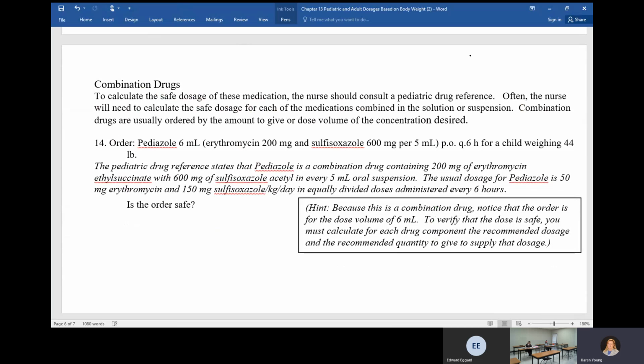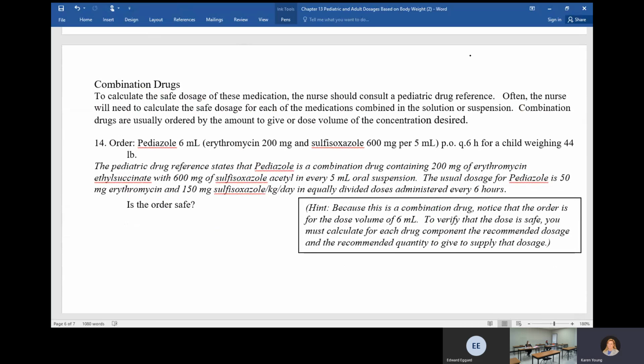And especially if you're dealing with pediatric drugs, you're going to go to a pediatric drug reference. Often the nurse will need to calculate the safe dosage for each medication combined in the solution or suspension. So you're going to calculate for the erythromycin and for the one that begins with the S. Make sure both the dosages are safe. These combination drugs are usually ordered by the number of tablets. Sometimes they're ordered by the number of milliliters. The doctor won't give you per milligram, okay? Because they come specific.